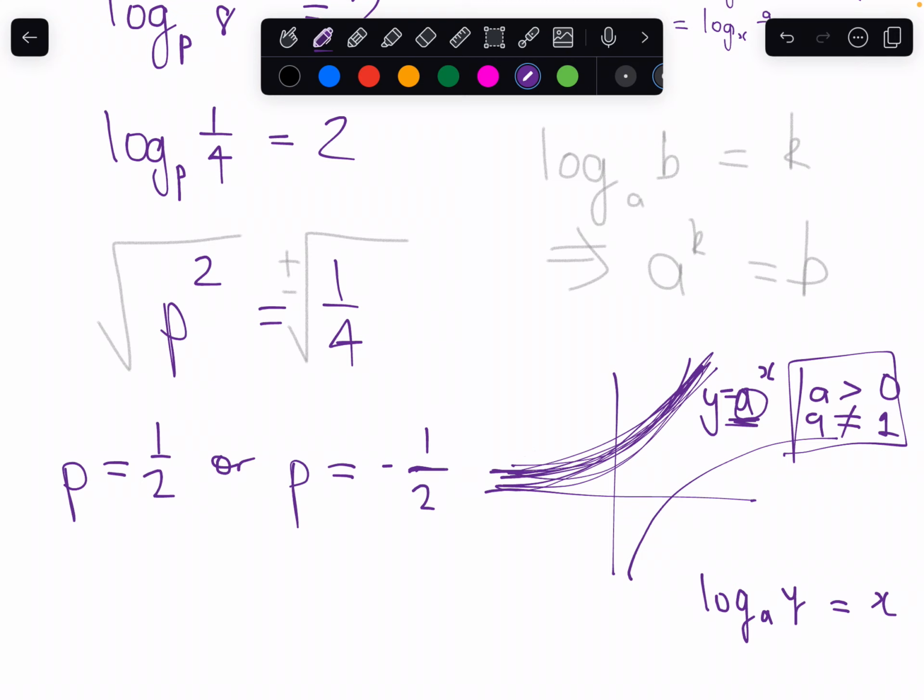Anyway, interesting adventure there. So we do not care about the negative over here because we don't like it, pretty much. So your answer would just be p is equal to positive a half.